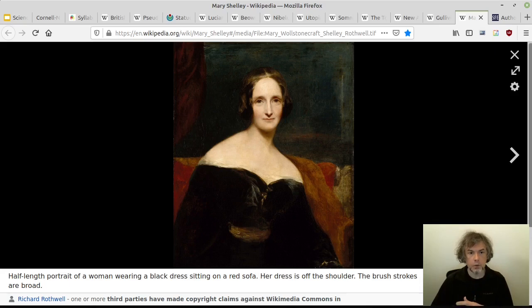Wollstonecraft is W-O-L-L-S-T-O-N-E-C-R-A-F-T, Wollstonecraft Shelley, S-H-E-L-L-E-Y. Make sure you spell that correctly. Shelley has two E's, Shelley. Now also put in your notes when she was born and when she died.